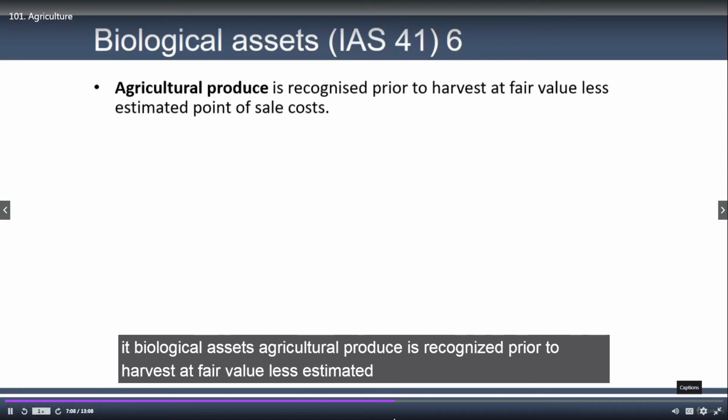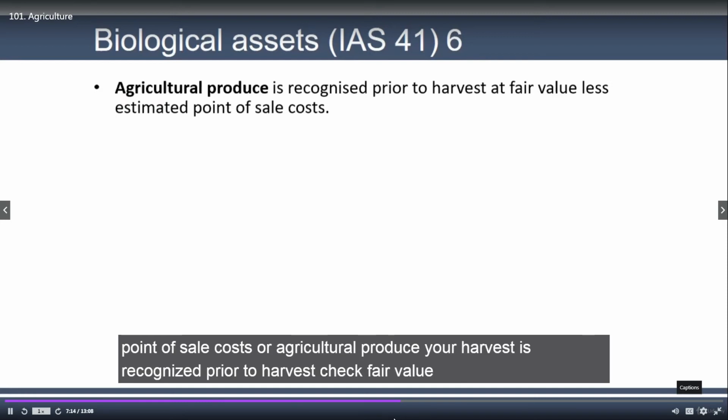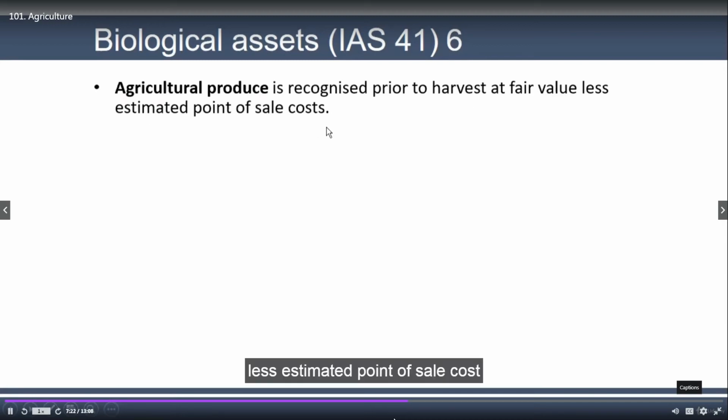Biological assets: agricultural produce is recognized prior to harvest at fair value less estimated point of sale costs. So agricultural produce, your harvest, is recognized prior to harvest at fair value less estimated point of sale costs.